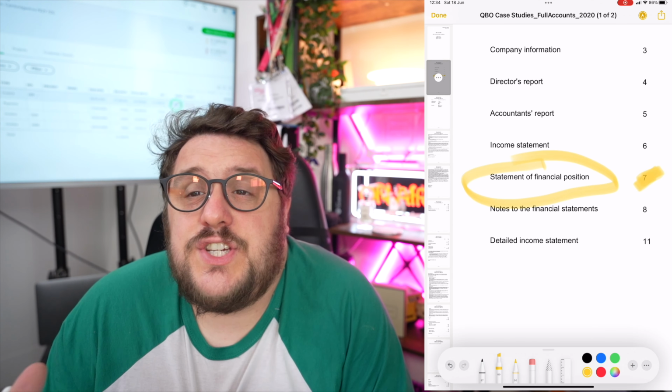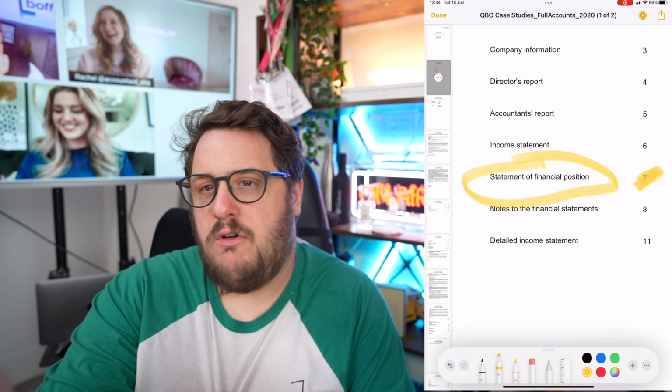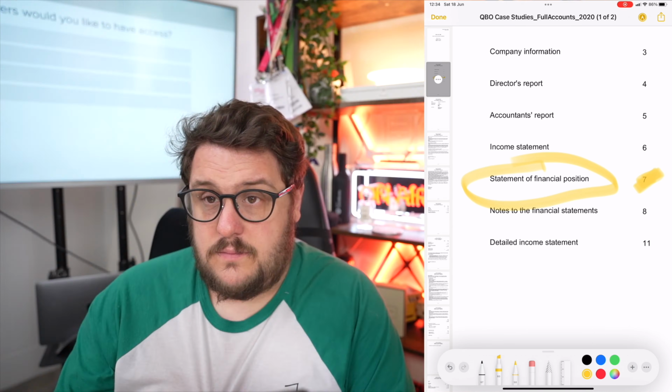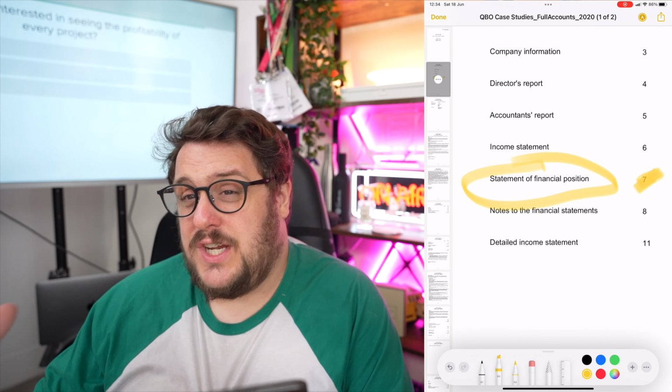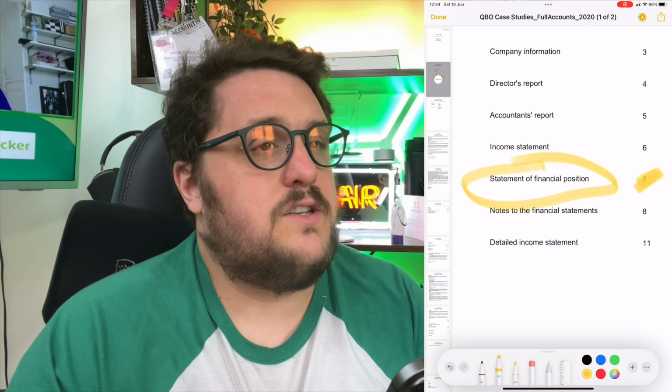Now, in front of me here is just a really, really standard one, but the bits that we're going to be interested in more than anything at this point in time is going to be this statement of financial position just here. And on this one, it's page number 7. Statement of financial position is actually the balance sheet. And the balance sheet is probably something you're more aware of in terms of the naming of it. But statement of financial position, balance sheet, they both relate to the same things. It's just we've had to call it statement of financial position lately.